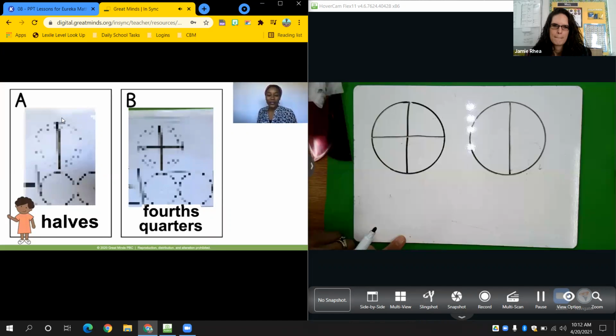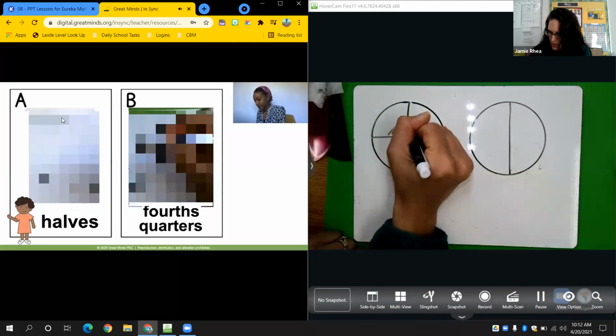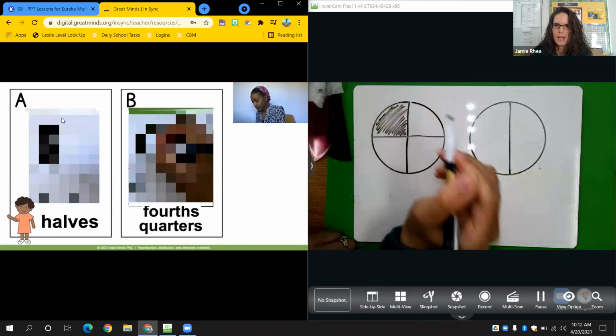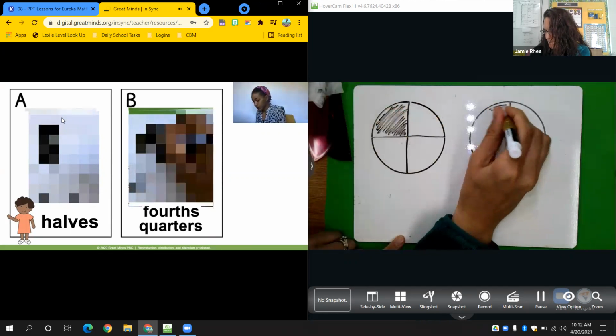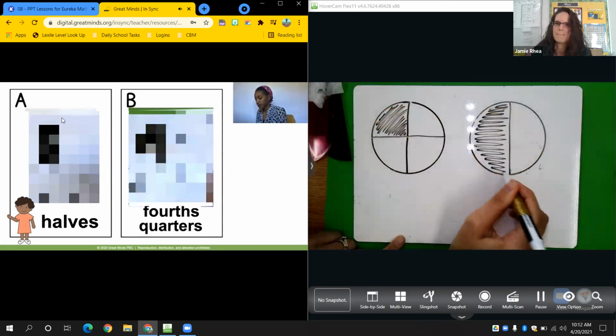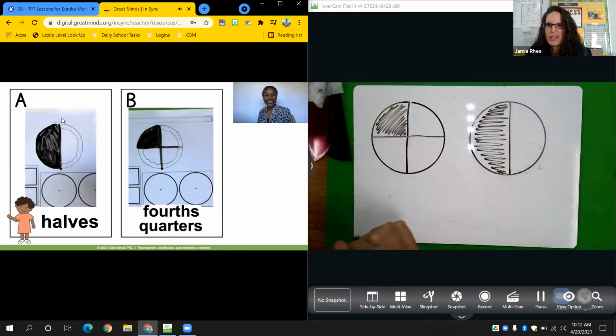I'm going to color behind my secret wall. It doesn't have to be perfect, but you can just kind of make it like that. Okay, I'm going to do half also. It's not perfect, but that's okay. I'm using dry erase marker.